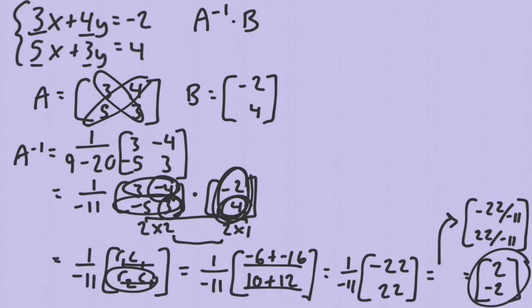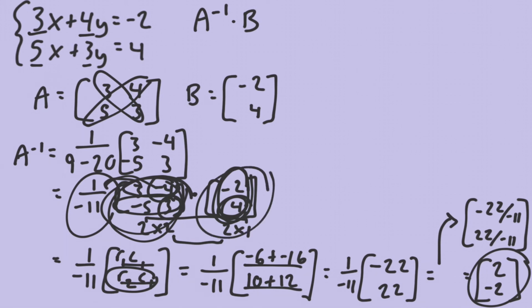You could have distributed the negative 1/11 right here, but then that would have given us fractions in this step. So then when we were multiplying our matrices together, we would have had a bunch of fractions that we were multiplying by to this matrix. So it just would have made our work a little bit harder.